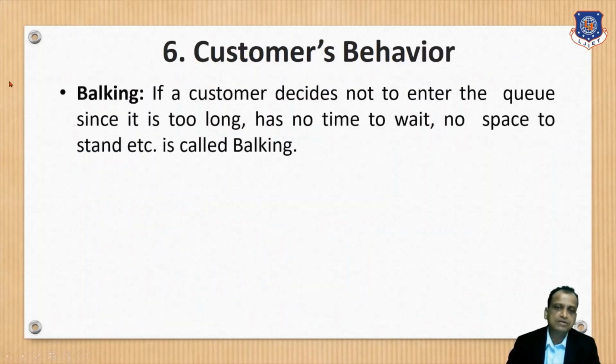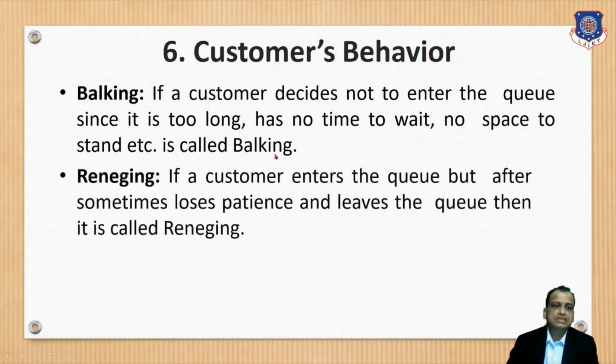Now, what are the customer behaviors? This is also a characteristic of a queuing system. Let's start with balking. If a customer decides not to enter the queue since it is too long, you might have experienced this kind of behavior as well, that if there is a queue and there is no time to wait, right, you will not enter the queue. This kind of behavior is nothing but balking. Next is reneging. Reneging is when you, as a customer, enter the queue, but after some time you lose patience and then you leave the queue, right?